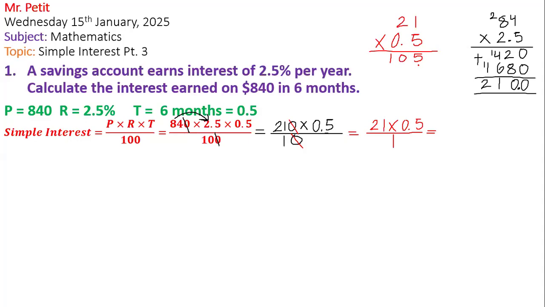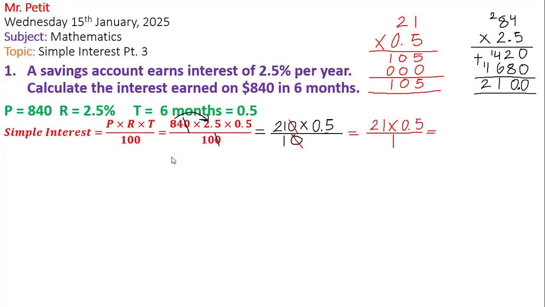We put the 0 down. 0 times 1 is 0. 0 times 2 is 0. All over. 5 plus 0 is 5. 0 plus 0 is 0. And 1 plus 0 is 1. Oh, so the answer is 105 after all, isn't it?